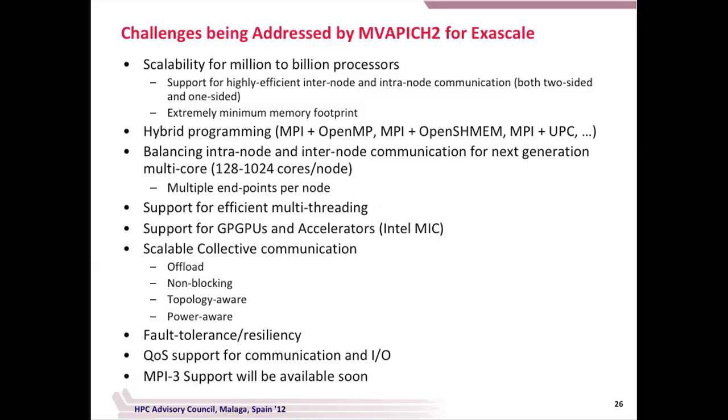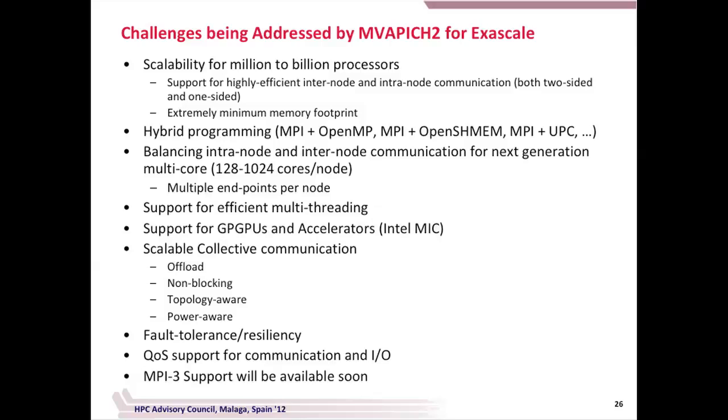Since we have been working on this project for almost 10 years, we are keeping a very close eye on all the MPI activities. We support MPI 2. We are also keeping an eye on MPI 3, all the features which are coming, as I mentioned earlier, and also looking at exascale and how MVAPICH2 can provide support for all these systems. These are the challenges we are trying to address: scalability to million to billion processes, and we focus on highly efficient inter-node and intra-node communication, taking both two-sided and one-sided into account, and then also using an extremely minimum memory footprint. I'll talk about that a little bit later.